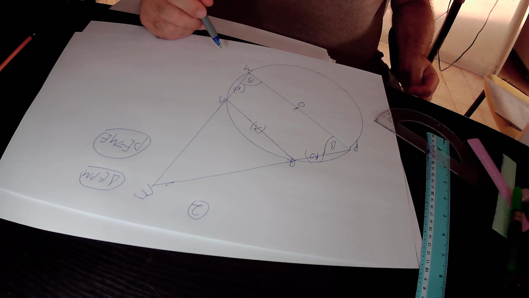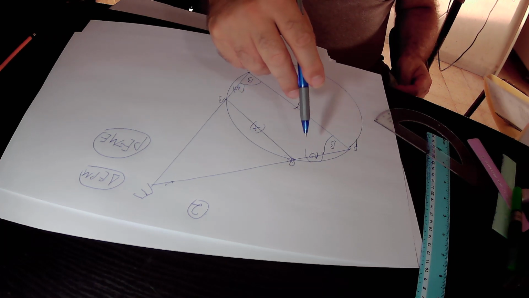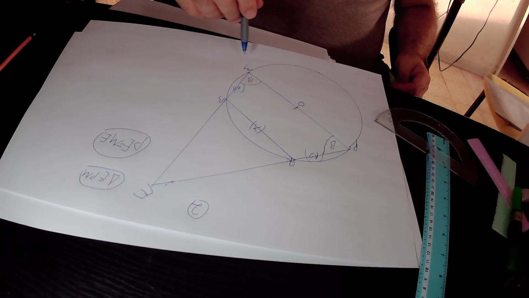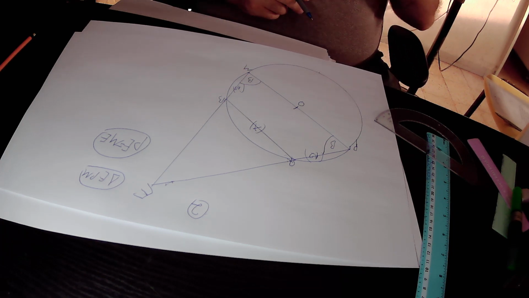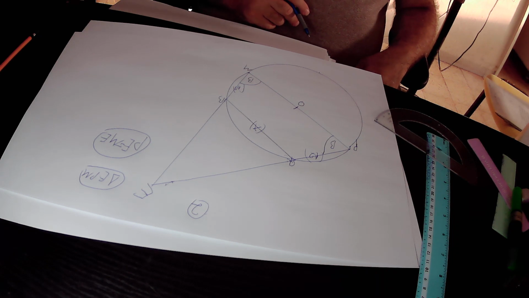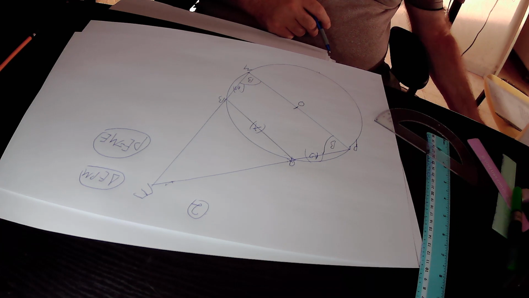So we have here quadrilateral PQBM, and this quadrilateral PQBM is inscribed by this circle. And according to rule 16, if a quadrilateral is inscribed by a circle, then the sum of its two opposite angles is equal to 180 degrees. So I'll repeat quickly on rule 16.